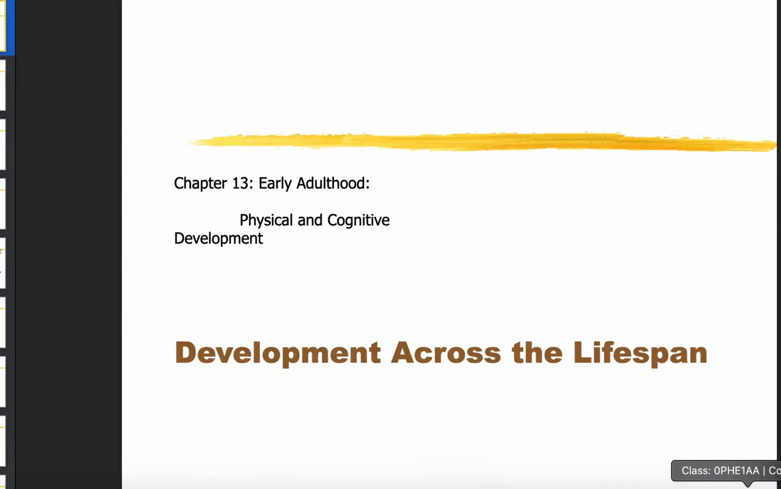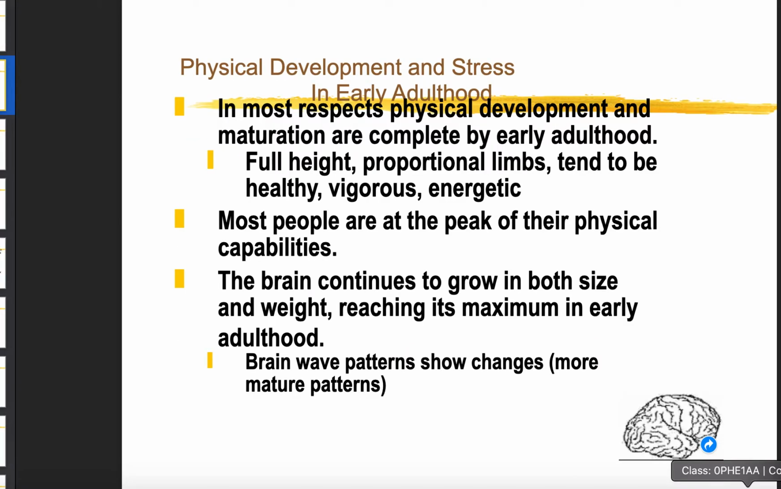The last thing that I want to go through is a series of slides about adulthood. Now, these in particular are about early adulthood, but I am just going to categorize them and talk about both phases of adulthood as I go through these. So, in terms of physical development, in most respects, most adults will already be at their full height, full proportional limits, healthy, vigorous, energetic, and move through the world.